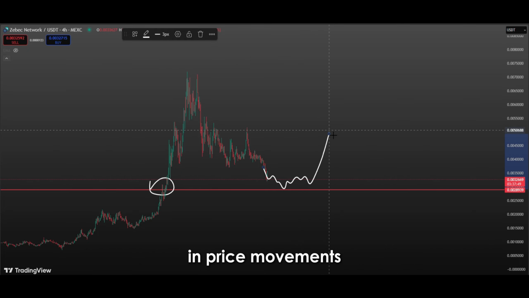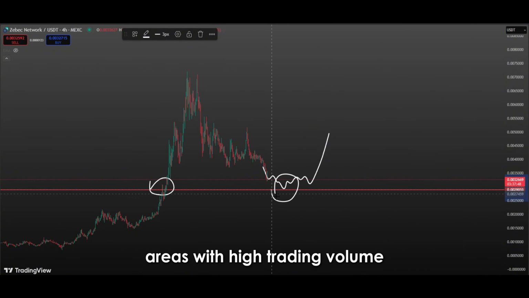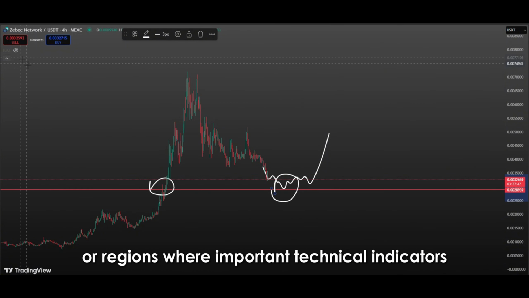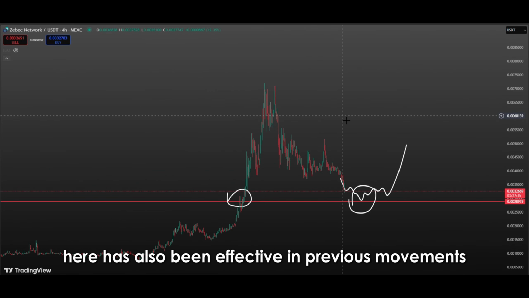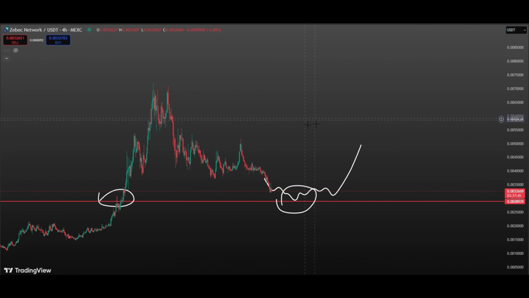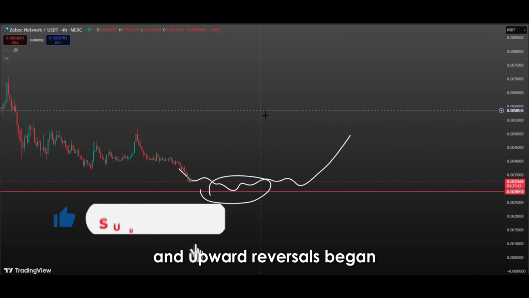In price movements, support points typically emerge at previous price lows, areas with high trading volume, or regions where important technical indicators intersect. The support observed here has also been effective in previous movements and has served as a critical zone where declines were halted and upward reversals began.